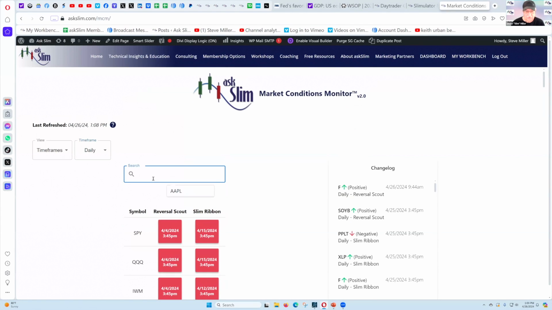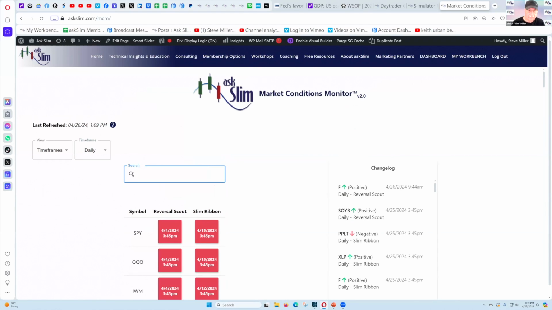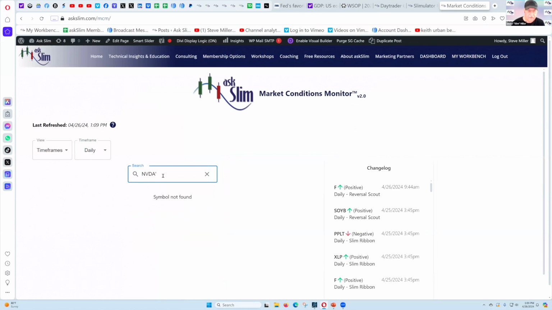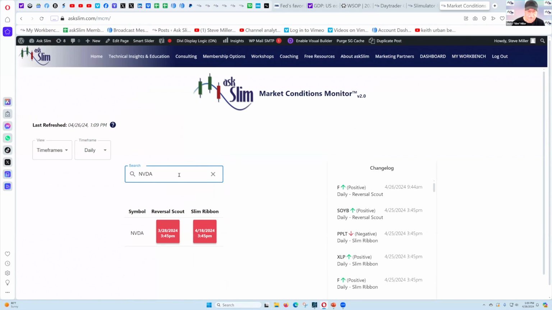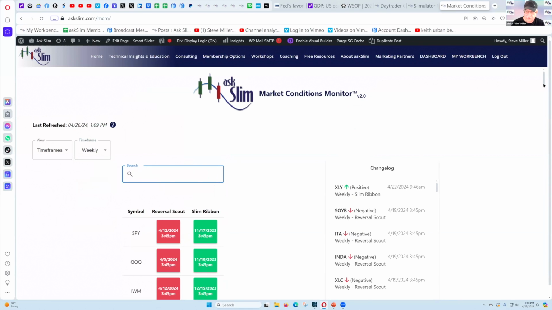You can do a search if you want to, just like on Apple, and it'll bring up what the conditions are in Apple when you look at that, or NVIDIA, which everybody likes to look at. Whoops, I have an extra symbol there. And you can see NVIDIA right there. So you can look them up that way. Now that's on the daily. If I go to the weekly, you can see that right there. And there's NVIDIA on the weekly. And there are the indexes there on the weekly.